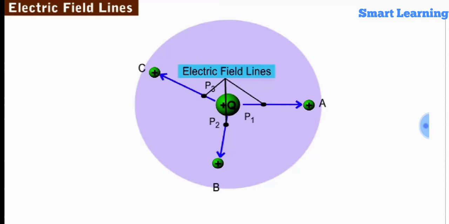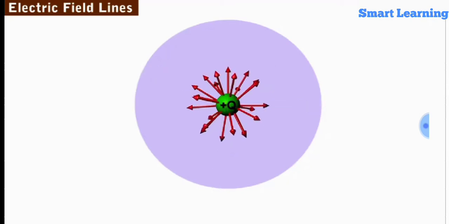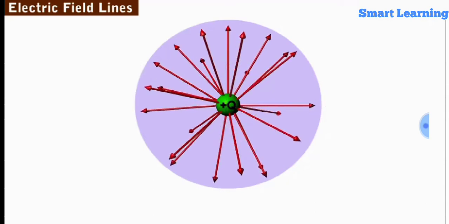In fact, the electric field lines follow the same direction as the electric field vector at any point in the electric field. Since electric field line is the path followed by a unit positive charge in an electric field, if we draw all the electric field lines for the electric field of the given source charge q, the electric field lines appear as shown.